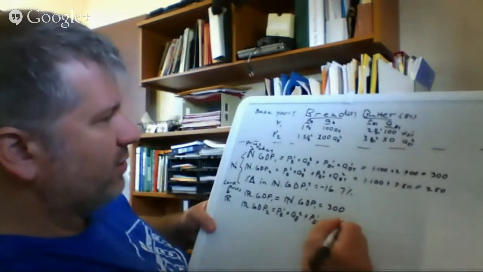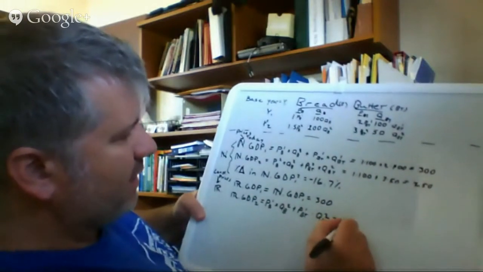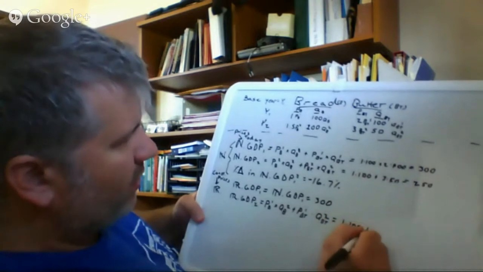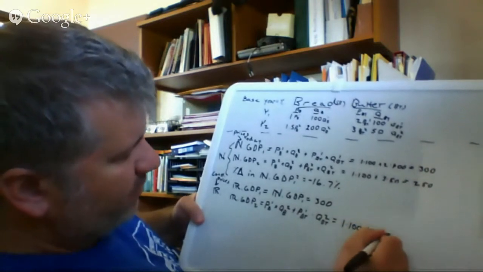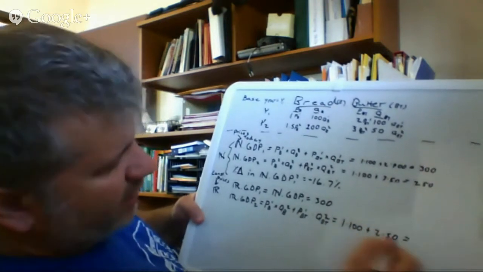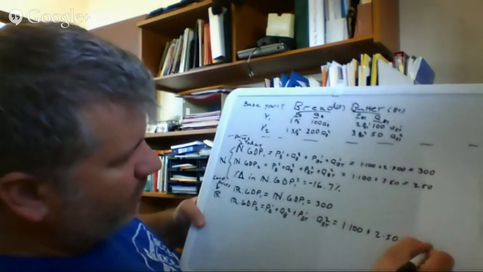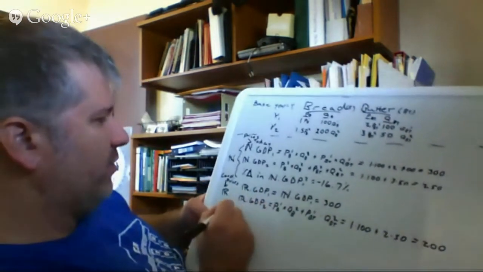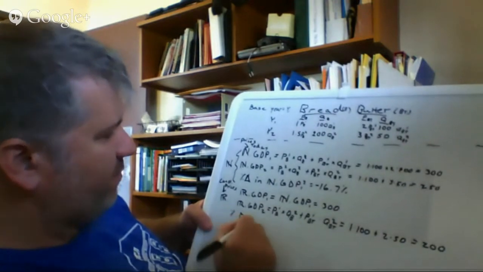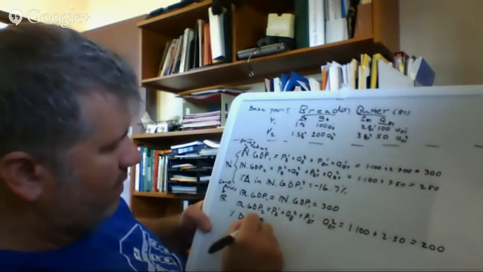And what's that equal to? That's equal to 1 times 100 plus 2 times 50. And that equals 100 plus 100, which is 200. And now we can do the percentage change, and you can use that same formula I did before.